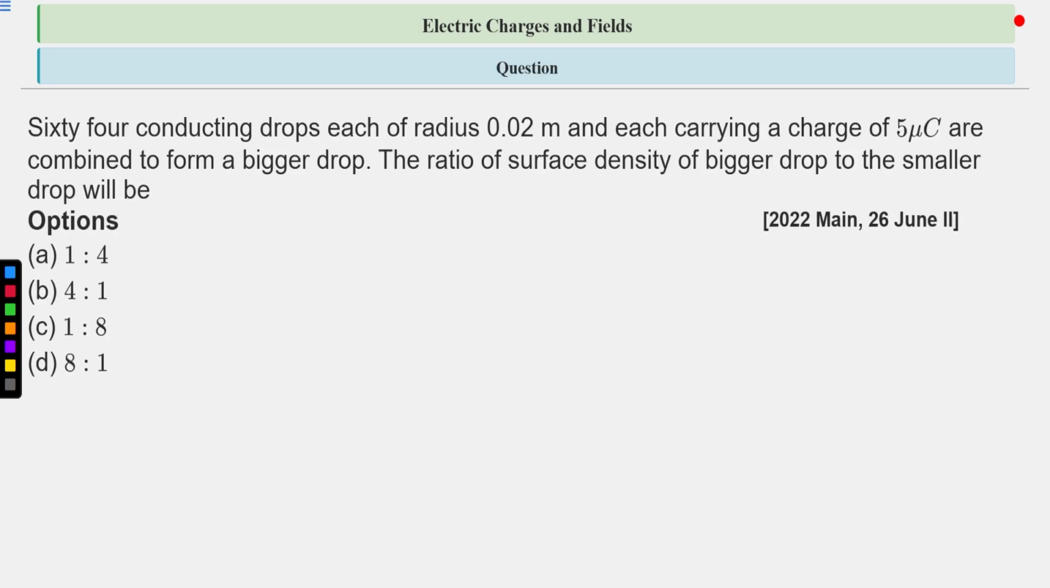64 conducting drops, each of radius 0.02 meter and each carrying a charge of 5 microcoulomb, are combined to form a bigger drop. The ratio of surface charge density of the bigger drop to the smaller drop will be. Now, 64 drops we have of radius 0.02 meter, each carrying a charge of 5 microcoulomb, and they combine to form a bigger drop, and we have to find the ratio of surface charge density of the bigger drop to the smaller drop. Your options are 1:4, 4:1, 1:8 and 8:1.